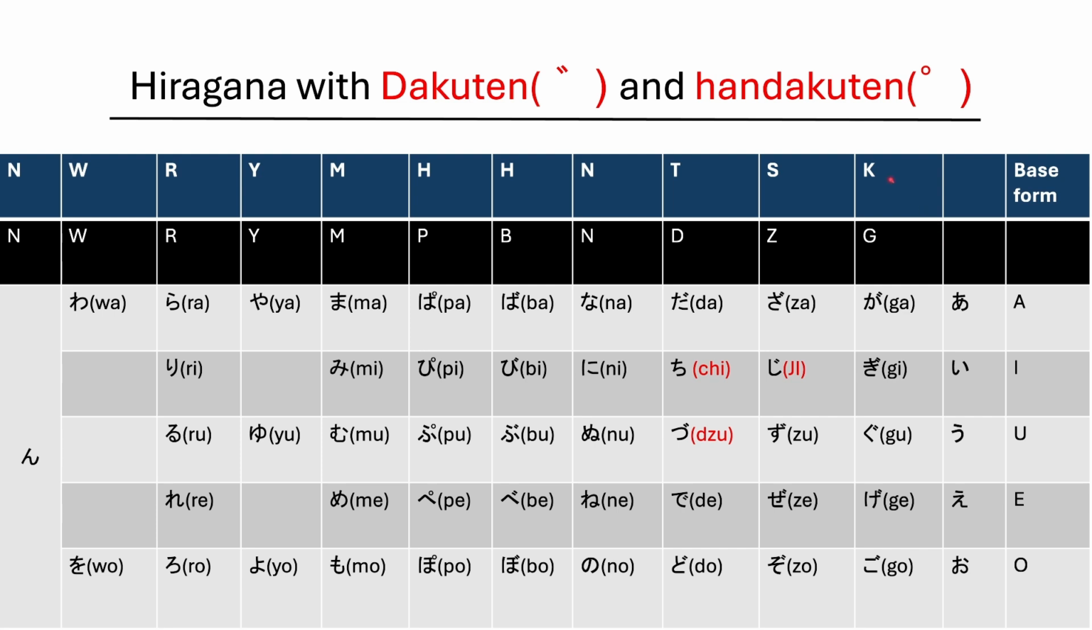For example, this ka, the base form is ka, k plus a, ka, but if dakuten is added to ka, you can see the little dots here. If dakuten is added to the ka symbol, it turns into ga, which I have written here, g, ga. So dakuten can be added to most of the hiraganas and change their sounds or pronunciations.